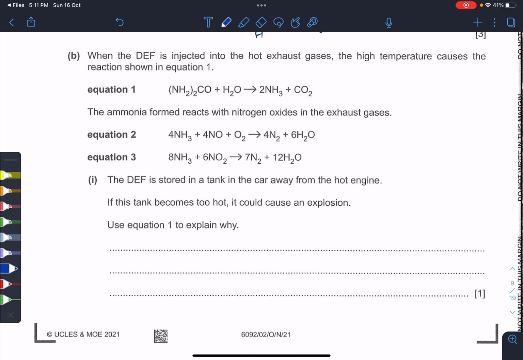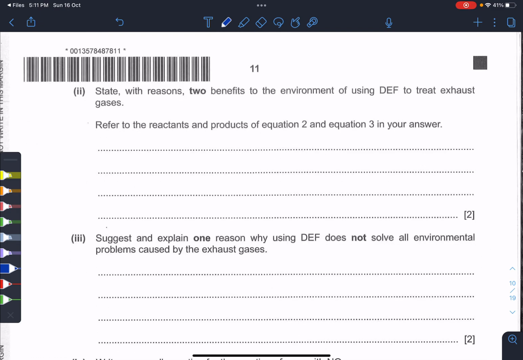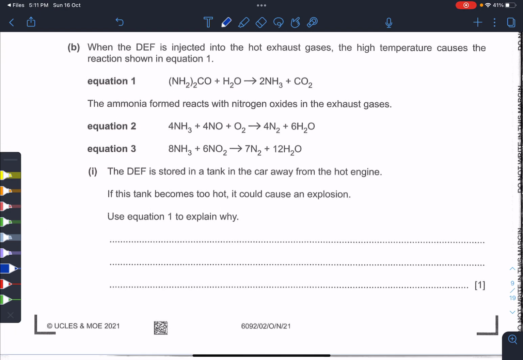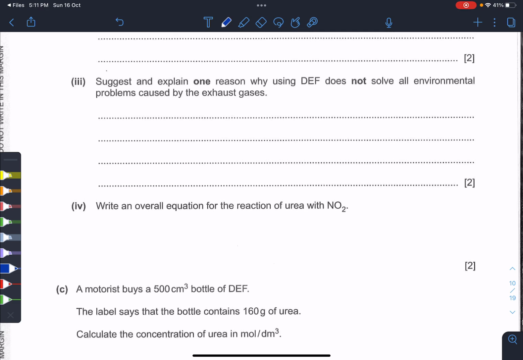Okay, next segment. DEF too hot. Not an issue. Benefit to the environment of using DEF. It's okay. This one doesn't solve all problems. You see, the keyword here is environmental. So definitely CO2, greenhouse gas, global warming, so on and so forth. All the usual explanation. Yes, give me that for sure. Actually, give one reason. Yeah, that's the main thing.